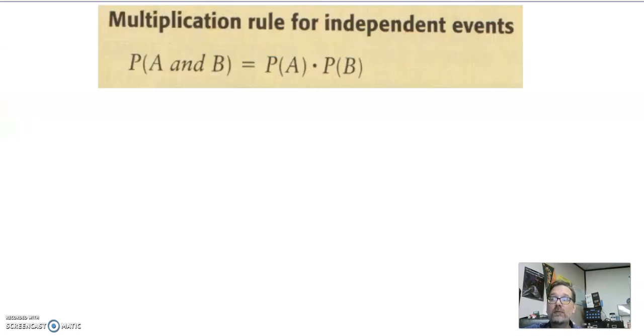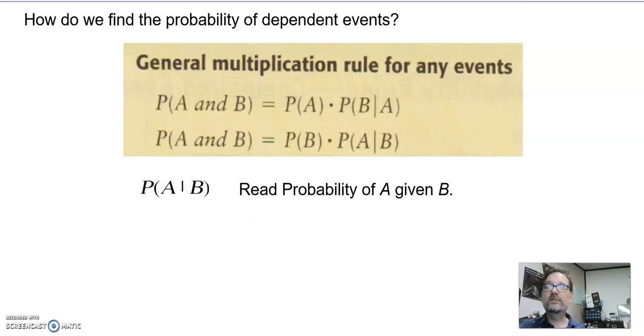So when we are finding the probability of independent events, and I need both of these events to happen to be considered a success, noted by the word "and," we're going to multiply the individual probabilities together. So to find the probability of A and B, I'm going to do the probability of A times the probability of B.